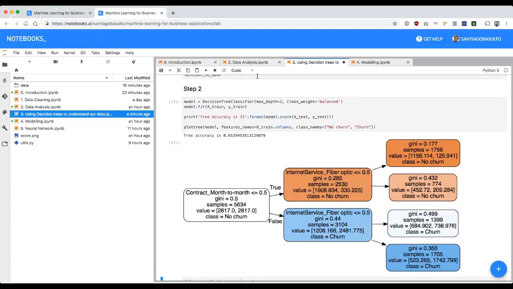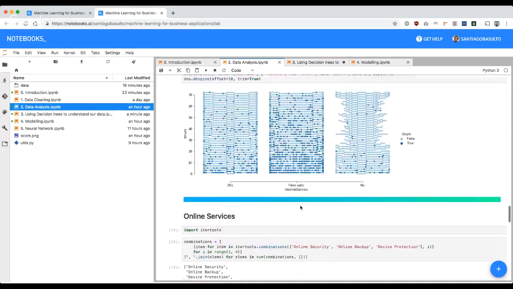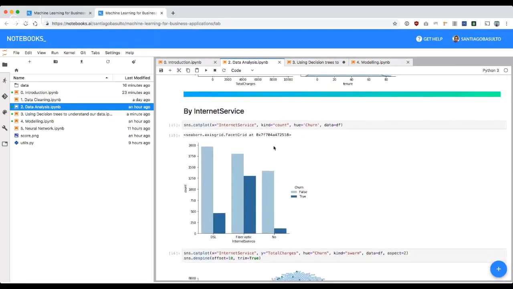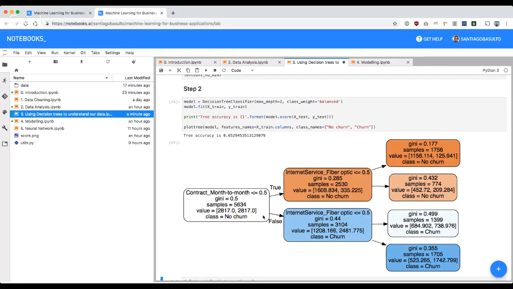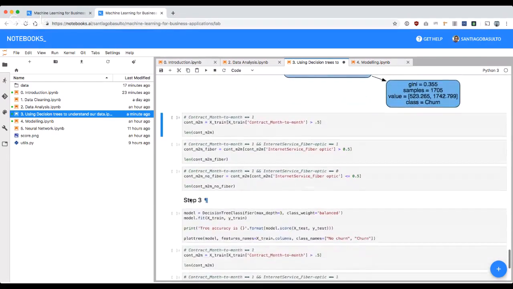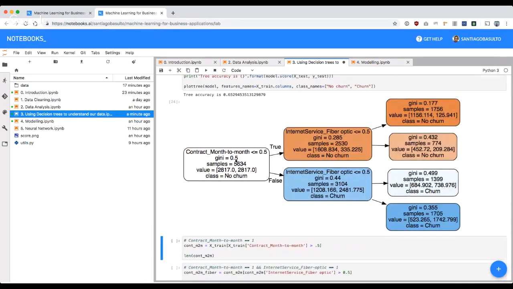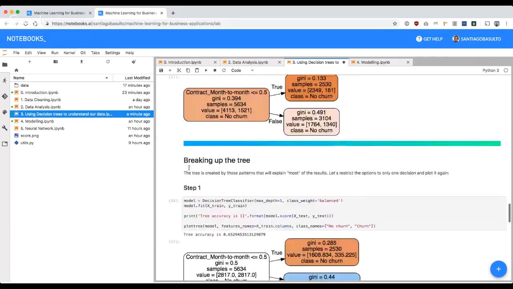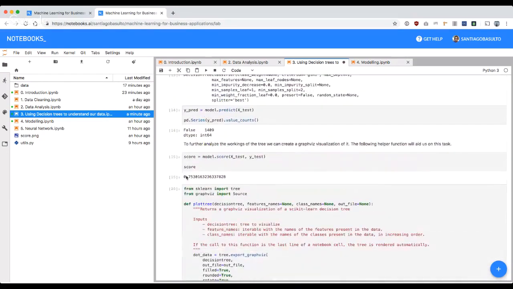And here, remember, related to our analysis, we found that our fiber optic characteristic was very important in order to predict churn. And it's something that the decision tree is confirming. If fiber optic is greater than something, it makes it more likely that the customer is going to leave. So again, this decision tree is not used by itself to predict things. Actually, if you check the score, it's only 0.75. The data set by itself is highly unbalanced.